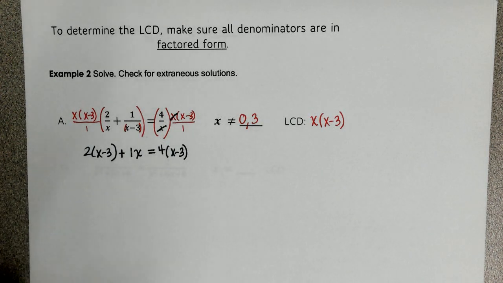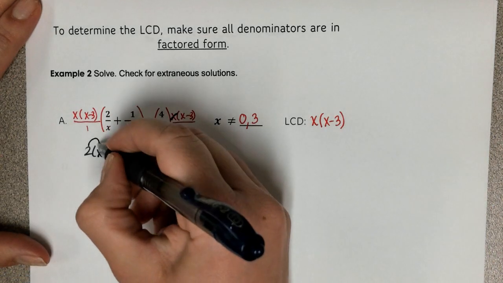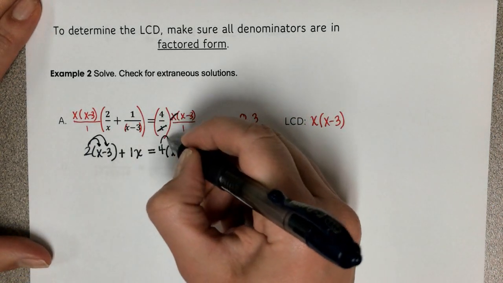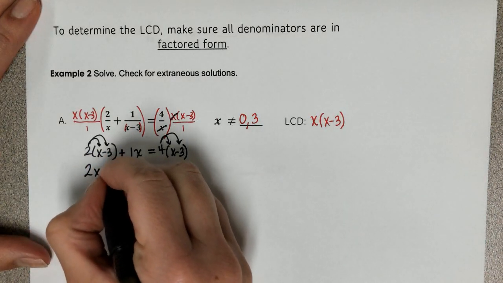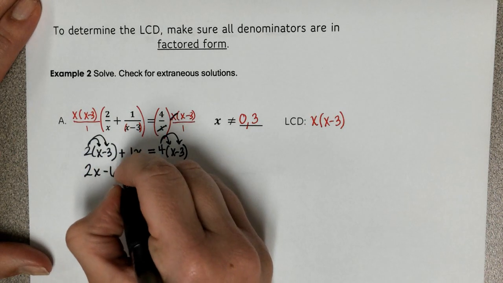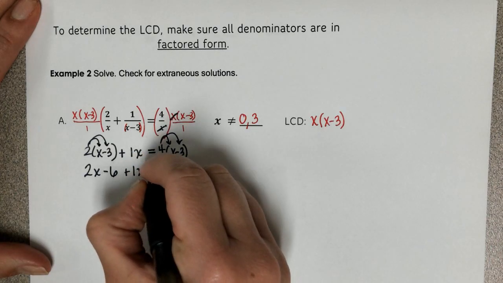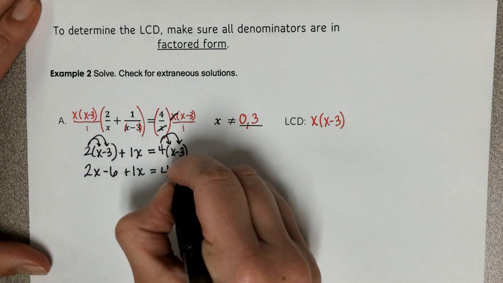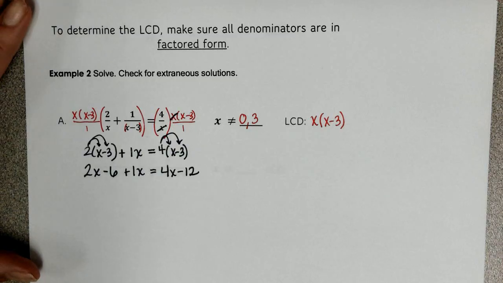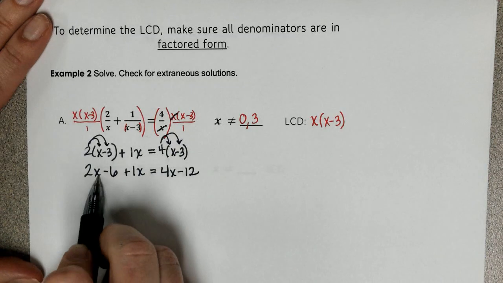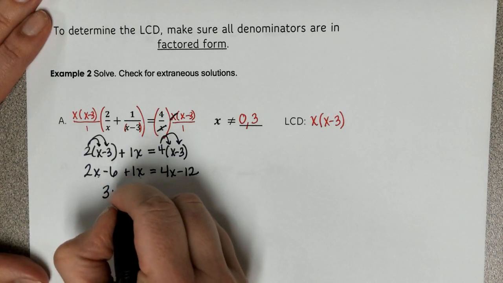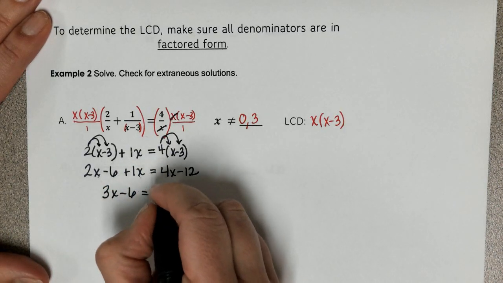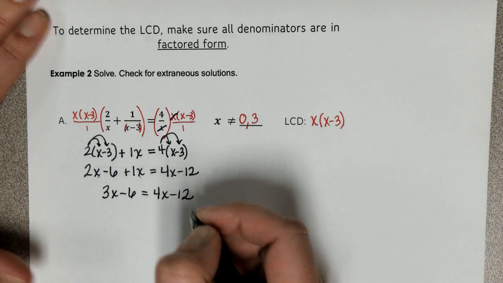So we no longer have any denominators. We have no fractions. Now we just solve like normal. Distribute the 2, distribute the 4 on this side. 2x minus 6 plus 1x equals 4x minus 12. Like terms on the left side, we can combine those into 3x minus 6 equals 4x minus 12.